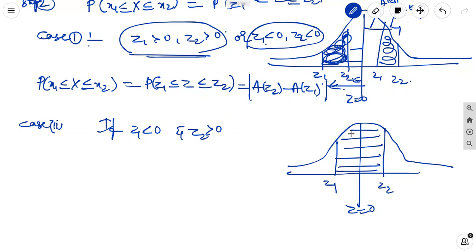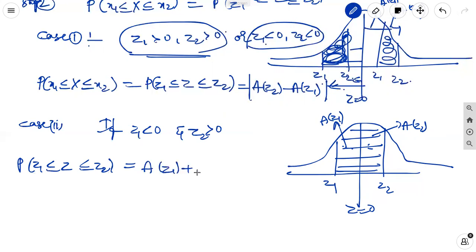This area means the probability of Z1 less than or equal to Z less than or equal to Z2. We can calculate it as the area of Z1 and the area of Z2. The combined sum of the two areas on either side of Z equal to 0 is the area that lies between Z1 and Z2. So we can write it as area of Z1 plus area of Z2. That is the second case.